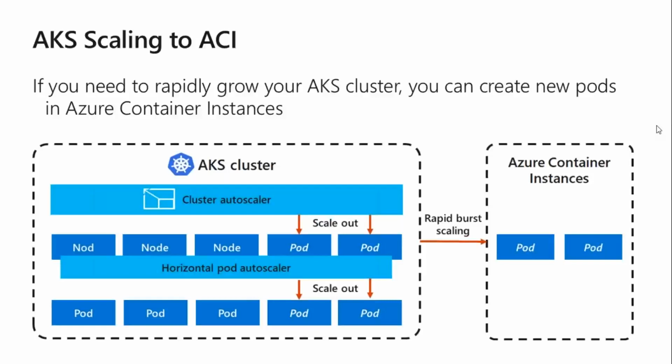Because container instance is a third party integration that you are doing with the Kubernetes cluster. And that's why Microsoft means in a production environment, instead of going with the ACI, we are going with the worker node scaling.